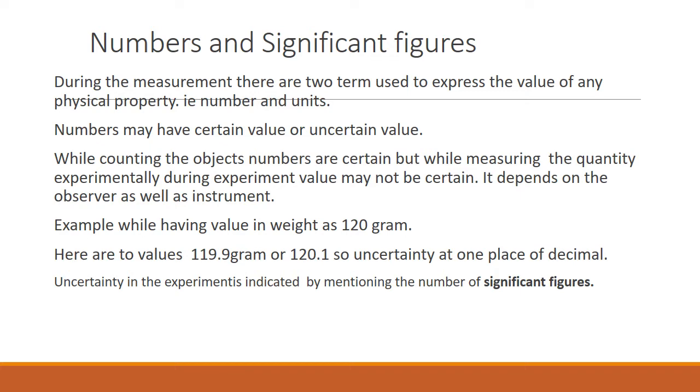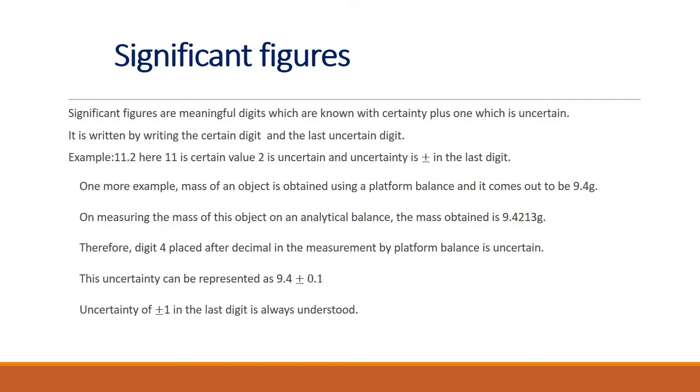For example, a weight of 120 gram may be recorded as 119.9 gram or 120.1 gram. So uncertainty at one place of decimal is shown in this example. Uncertainty in the experiment indicates the number of significant figures. Significant figures are meaningful digits which are known with certainty plus one which is uncertain.